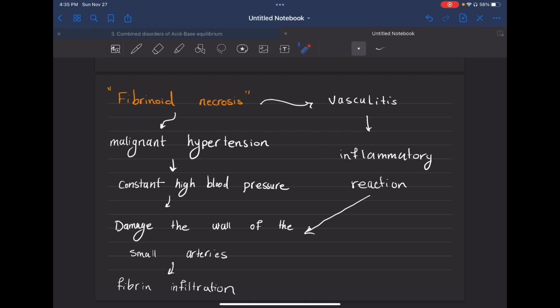So finally, we have fibrinoid necrosis. It can happen due to malignant hypertension, which means when your blood pressure is high for a long time. Or it can happen due to vasculitis, which means an inflammatory reaction in the wall of the vessels. So, both of them actually damage the wall of the small arteries. And when it happens, the fibrin, which is a protein in the blood, can infiltrate the wall of the arteries and it can damage them.